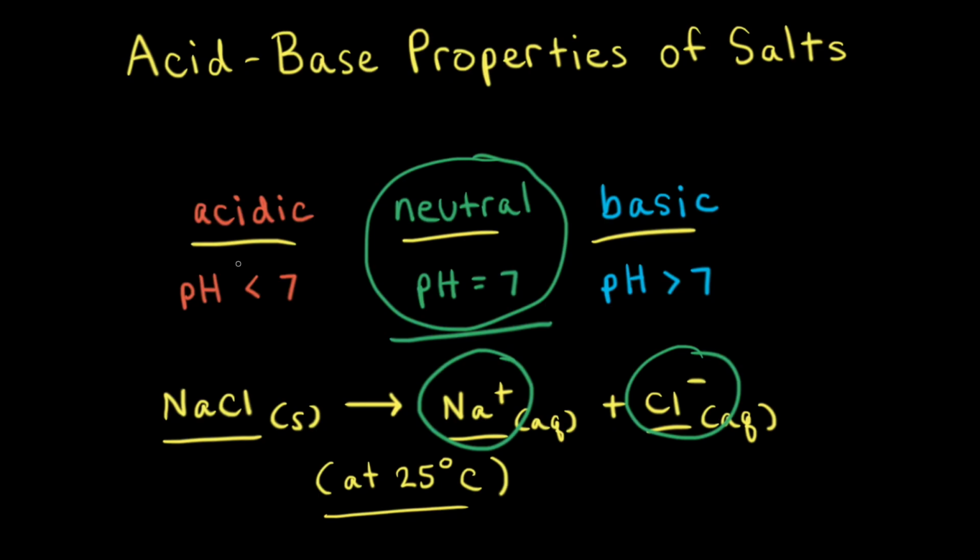In a different solution, it's possible for the cation or the anion to react with water and turn the solution either acidic or basic. Therefore, to predict if a salt solution is going to be acidic, neutral, or basic, we have to analyze whether or not the cation and the anion will react with water. And there are 4 possible combinations of cation and anion.